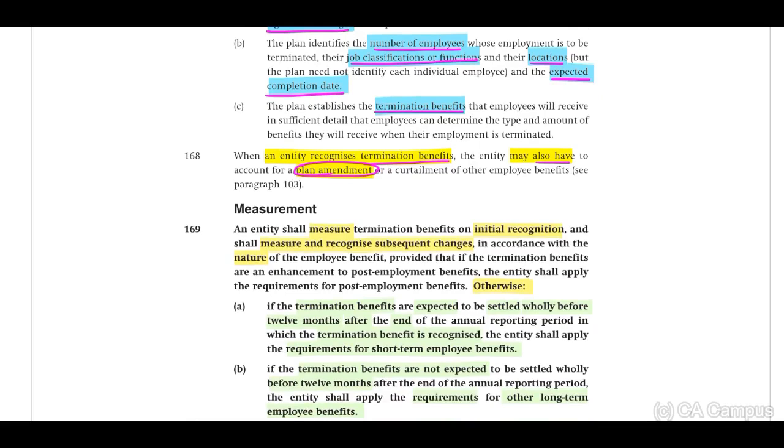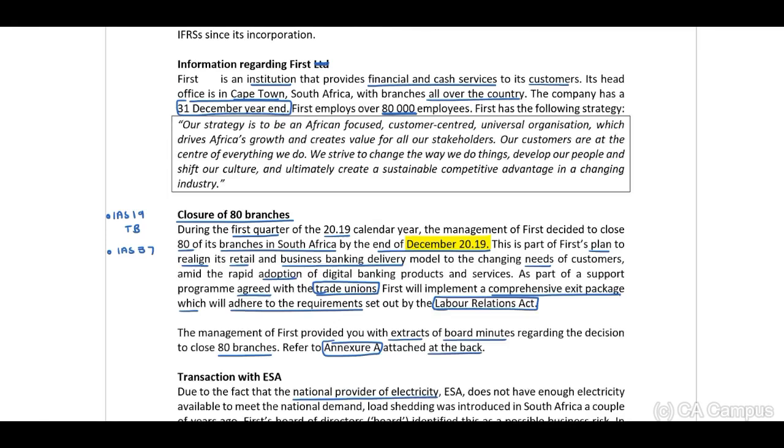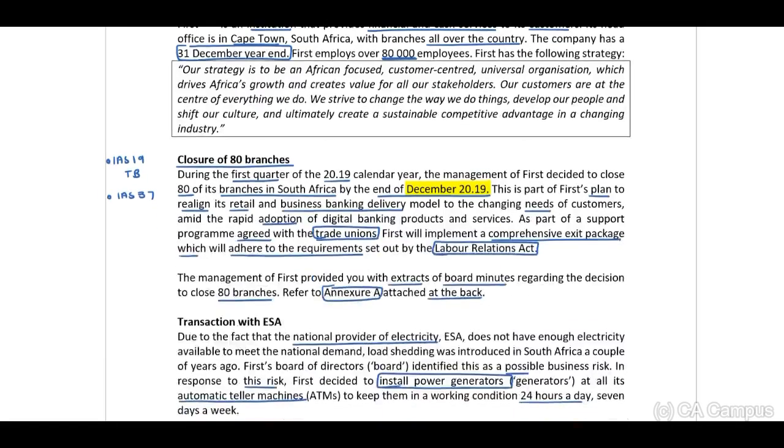Okay, now measurement. An entity shall measure the termination benefits on initial recognition and shall measure and recognize if there's any subsequent changes. Okay, now I want you to refer back to the given scenario. If we refer to our given scenario, you will remember they've indicated to us the heading, closure of 80 branches, and we had to refer to Annexure A. Okay, now let's refer to Annexure A.